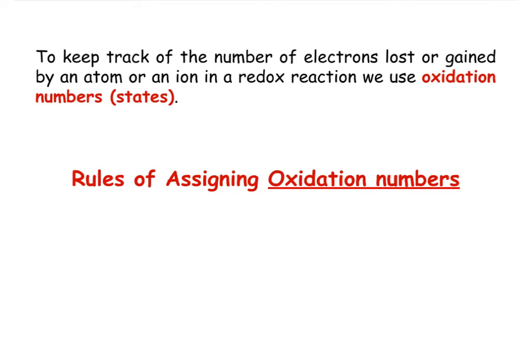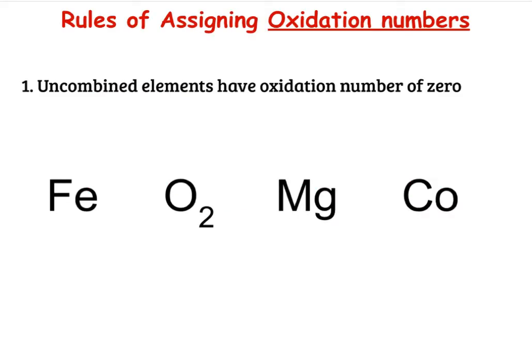To keep track of the number of electrons lost and gained in redox reactions, we use oxidation numbers or oxidation states. So let's look at the rules of assigning oxidation numbers. Rule number 1. Uncombined elements have oxidation number of 0. It doesn't matter what element we're talking about, whether it is diatomic or monatomic element, it is an element. It is a bunch of electronically neutral atoms. An oxidation state of them is 0.